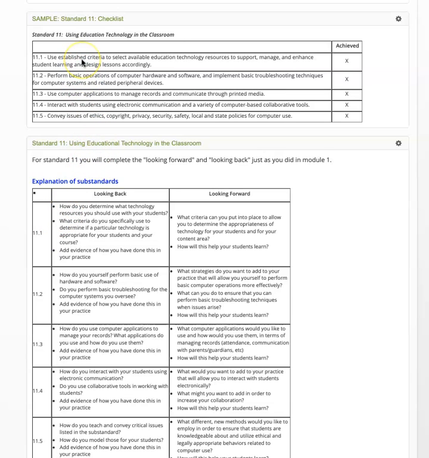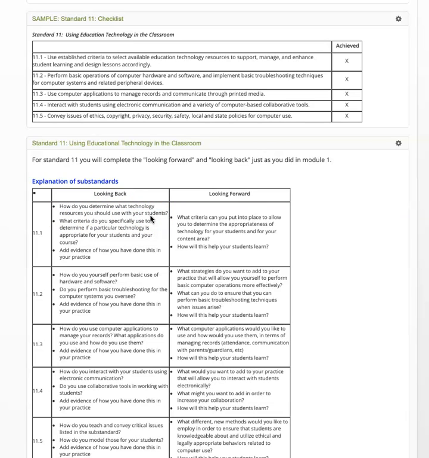So suppose you say, 11.1 is one I think I want to do. It's something I really have in my practice. Here's 11.1 and here's looking back. Here are questions to help you. How do you determine what technology resources you should use with your students?